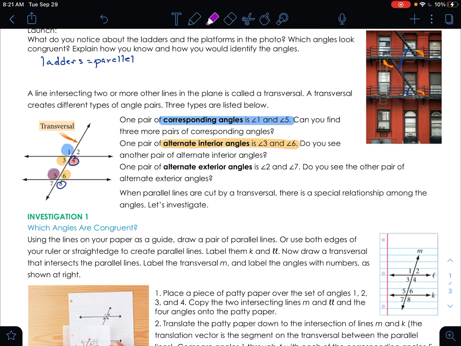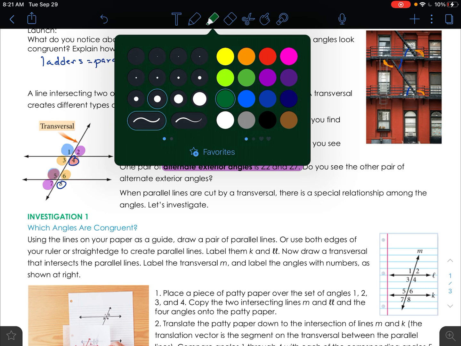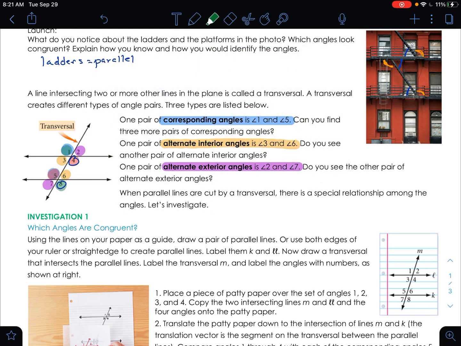The third and final type of angle that we're going to look at today are called alternate exterior angles. And in this picture that we have over here, angle 2 and angle 7 would be alternate exterior angles. And you'd also have angle 1 and angle 8 would be alternate exterior angles.